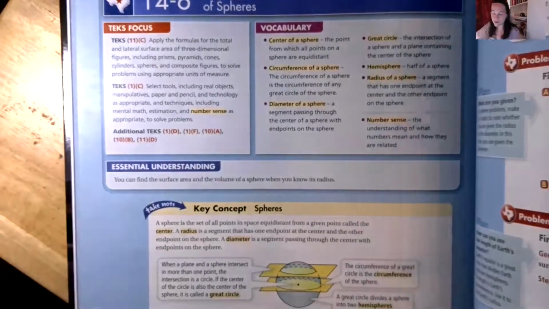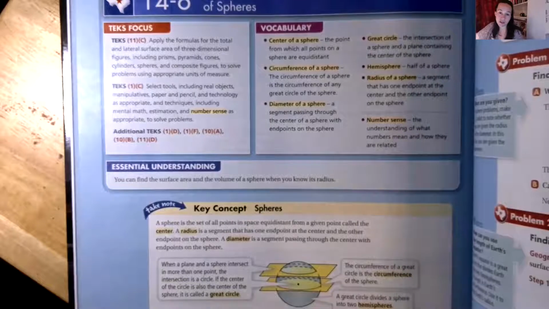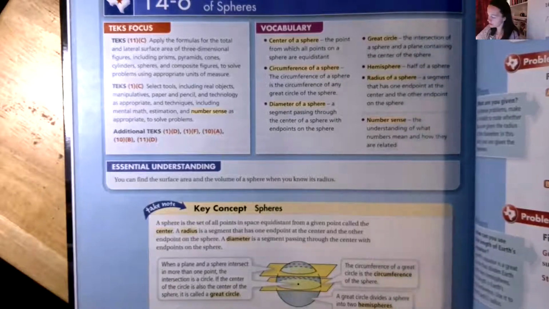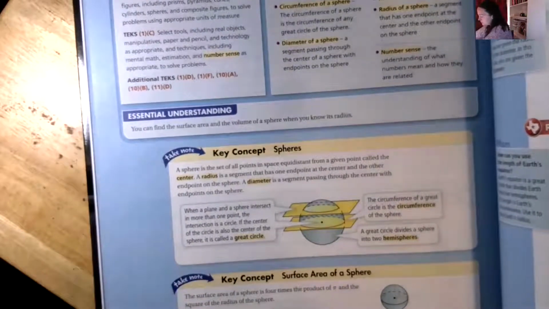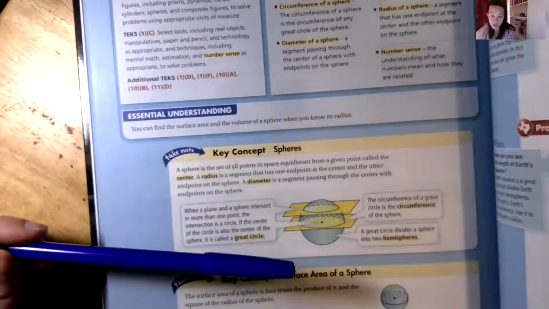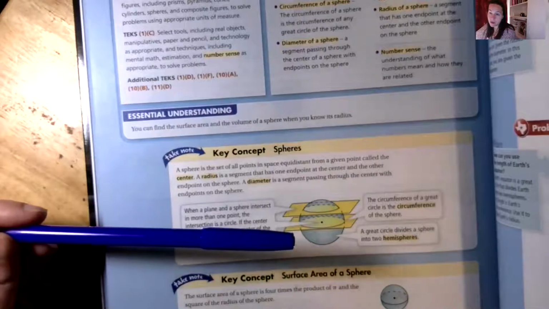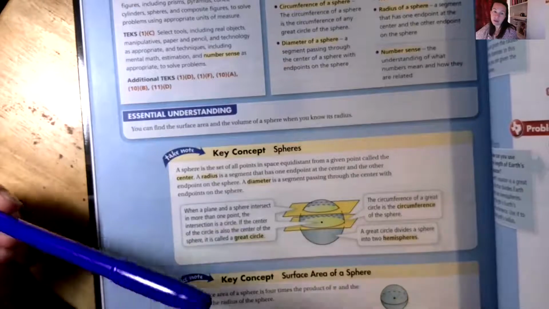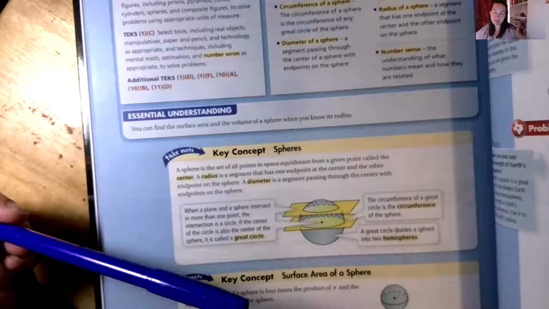All right, surface area and volumes of spheres. The first thing we need to do is look at some of the vocabulary for this unit, just so that we're all talking in the same language. In spheres, you have the center of the sphere and the radius. The definition of a sphere is all the points in space, so three-dimensional space, that are equidistant from a given point, and that's the center.